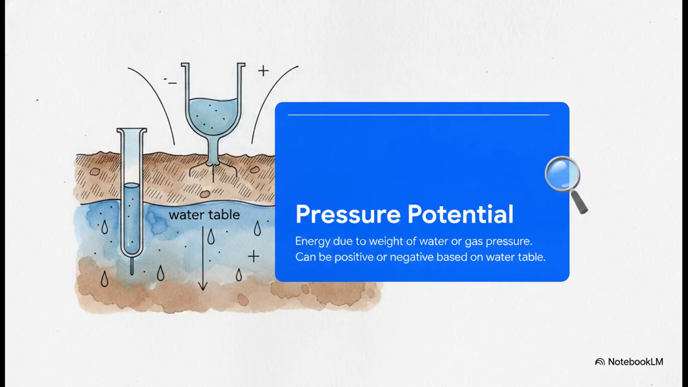Finally, the wild card, pressure potential. This is the energy from the sheer weight of water itself, or even gas pressure. Unlike the others, this one swings both ways. Drop below the water table, and it's positive because of the heavy column of water sitting on top of it. We call that submergence potential. But get above the water table, and it goes negative because of capillary action. And depending on which type you're looking at, you'd measure it with an ordinary manometer or a piezometer.